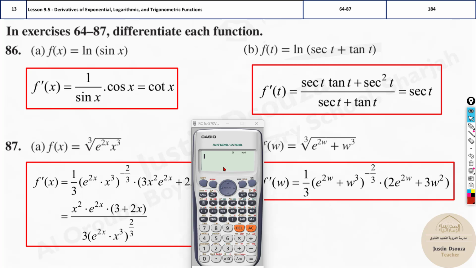Remember, the calculator must be in radian mode. If it's not, press shift mode and then 4. It's in radian now. Press shift and dy by dx. Write it out. You cannot write ln. Why? Because there is trigonometry. Use log base e, that is alpha e. And over here we have secant. Secant is basically 1 by cosine. That is alpha x. Close the bracket.